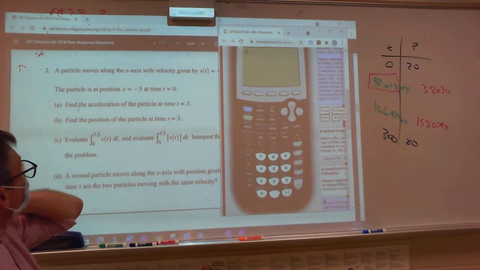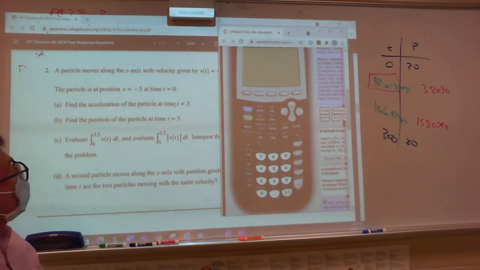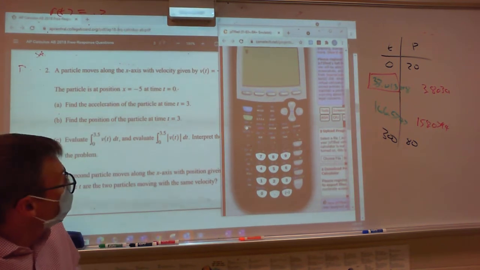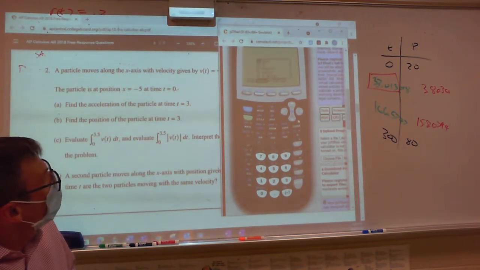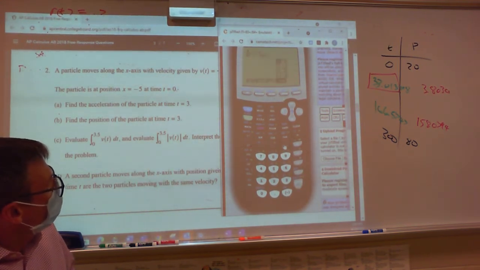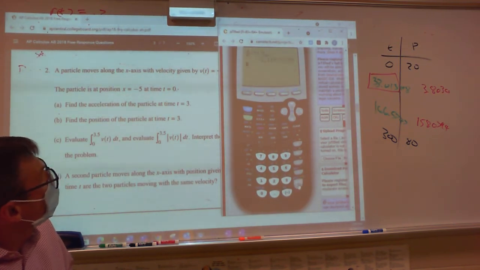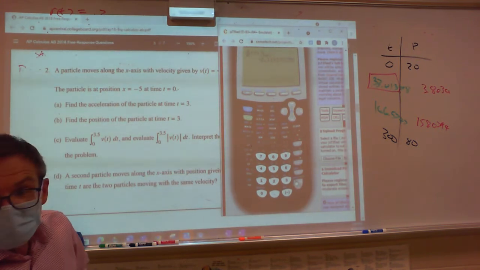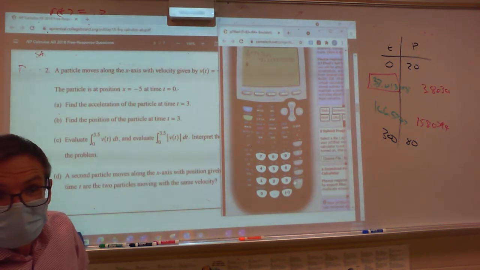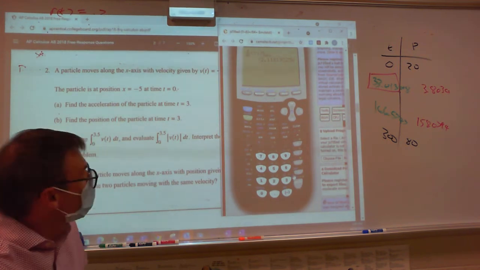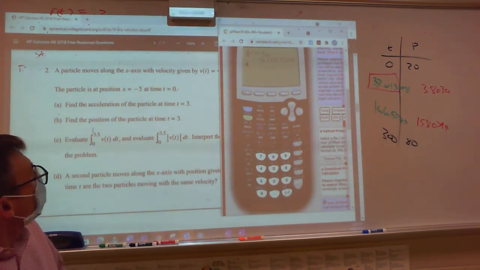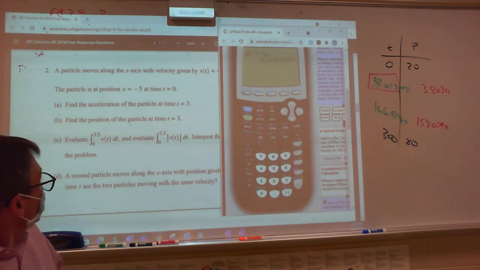So for part A, it says find the acceleration. So that means take the derivative and plug in 3. Here's what that looks like. You hit alpha window. We're going to take our derivative. So I have to do it with respect to x. I'm going to stick in y1. And I'm going to plug in 3, and I've got my answer. Did I do that right? That's not bad. You got that? Okay.